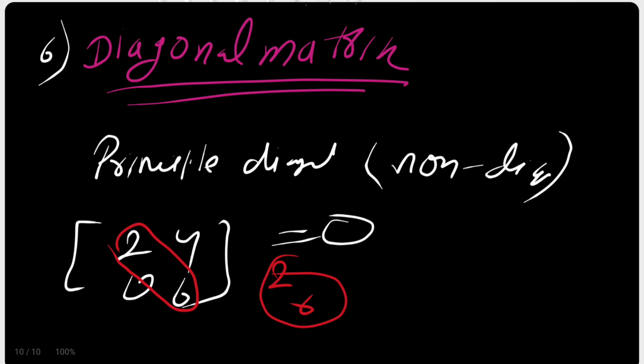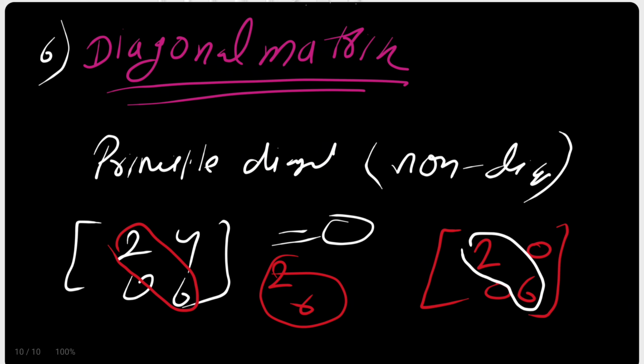But in the case of a diagonal matrix, what will happen? The principal diagonal is 2 and 6, and whatever the elements present in it are the diagonal. And whatever the other elements are, that 0 and this one also, are going to be 0. Then that is called a diagonal matrix.